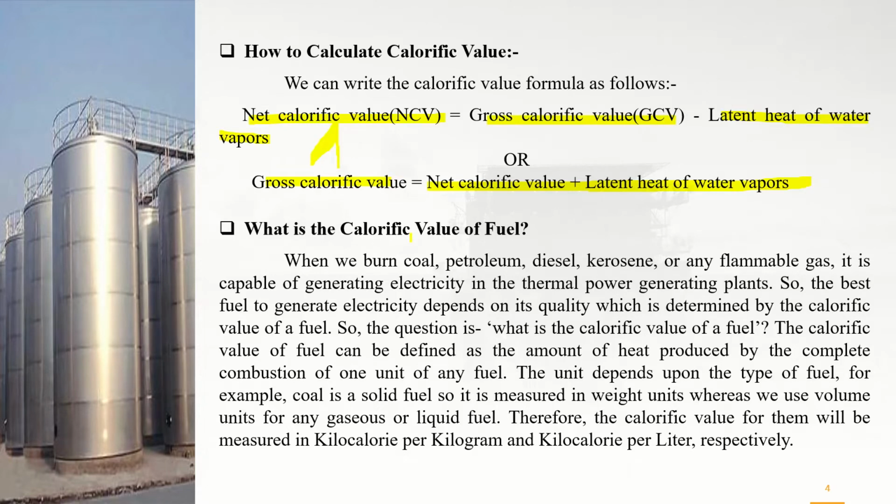Now, what is the calorific value of fuel? When we burn coal, diesel, or any other fuel, it is capable of generating electricity in the thermal plants. So, the best fuel to generate electricity depends on its quality, which is determined by the calorific value of fuel. So, it is a quality monitoring parameter for the fuels. Now, the calorific value of fuel can be defined as the amount of heat produced by the complete combustion of a unit of any fuel. The unit depends on the type of fuel.